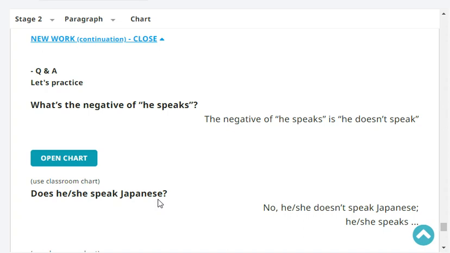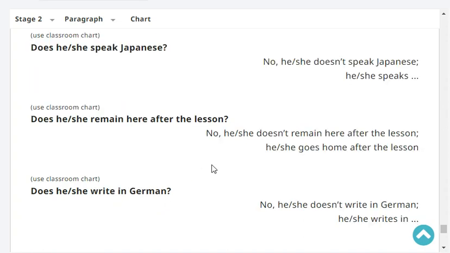Does she speak Japanese? No, she doesn't speak Japanese. She speaks English. Does he remain here after the lesson? No, he doesn't remain here after the lesson. He goes home after the lesson.